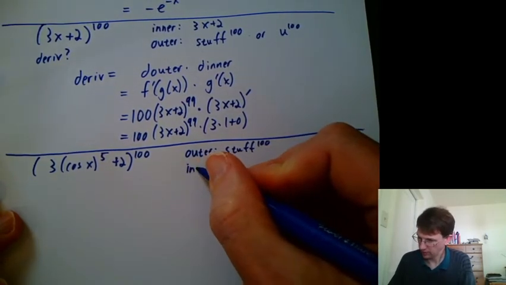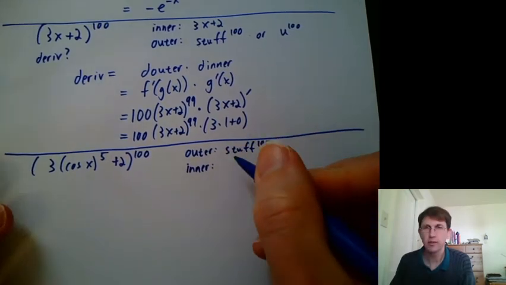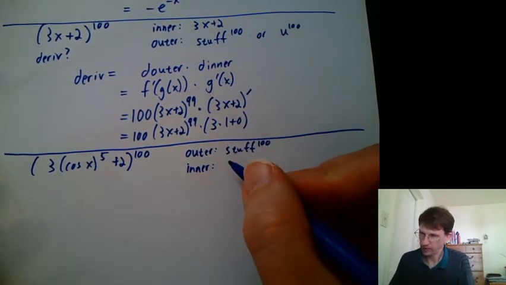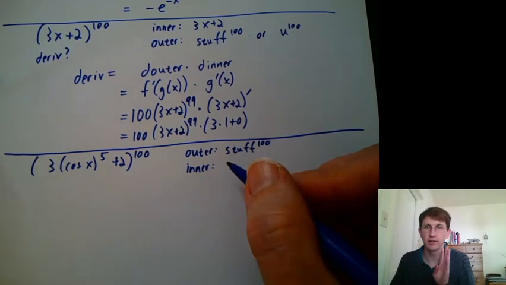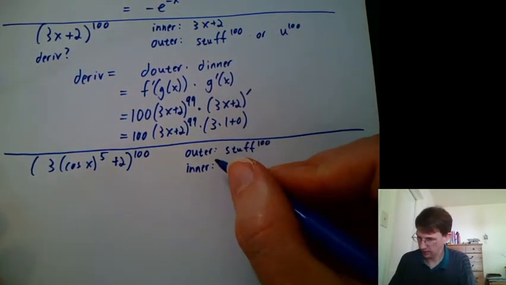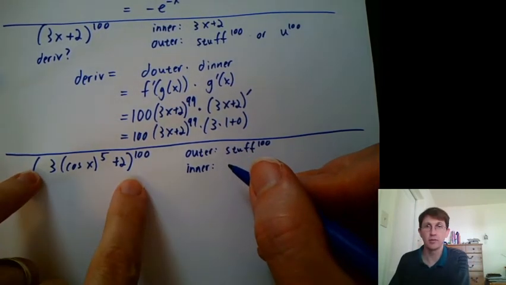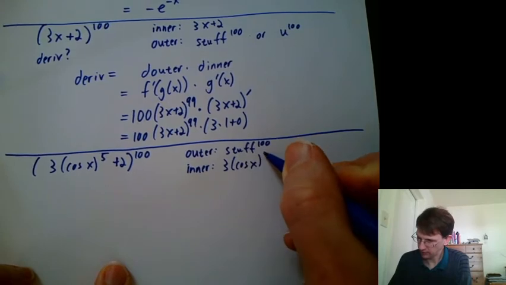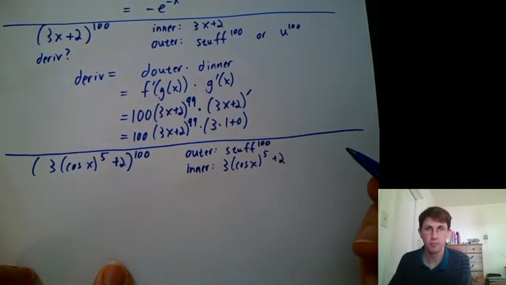And what's the inner thing? You can think of the outer thing as the last thing that would happen in terms of order of operations, other than basic multiplying and adding. So anything nonlinear, the last nonlinear thing that happens, that's usually your outer function. The inner function would be everything inside the parentheses. So that would be 3 cosine x to the 5th plus 2.